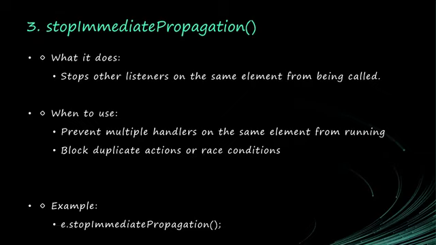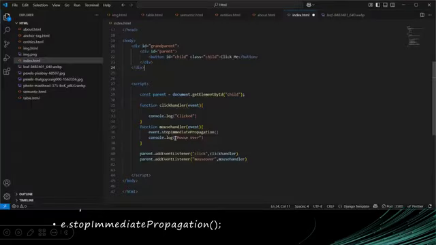I hope I get everything correctly. Stop immediate propagation. It prevents multiple handlers on the same element from running. Okay, and it will block duplicate actions. But I don't know what is wrong with my code. Stop immediate, no, that's correct.